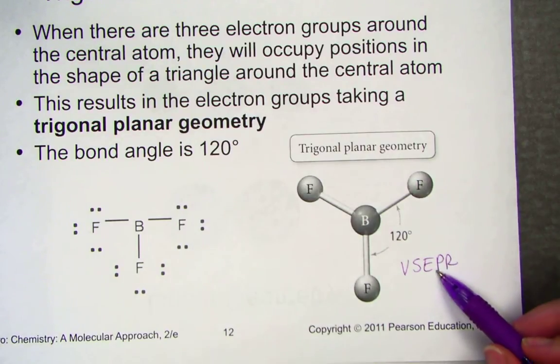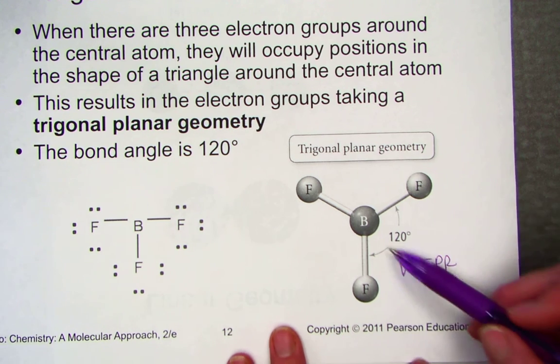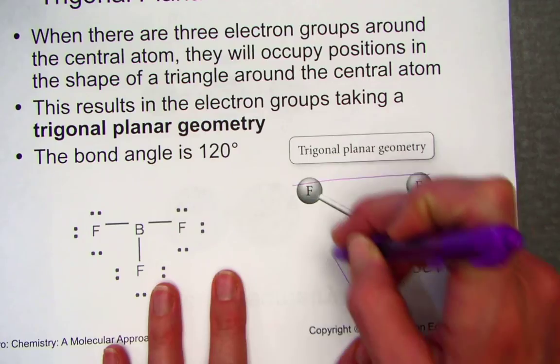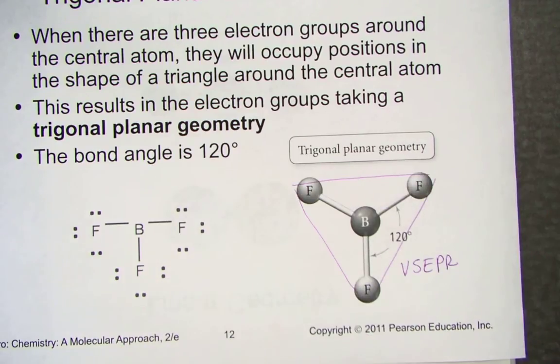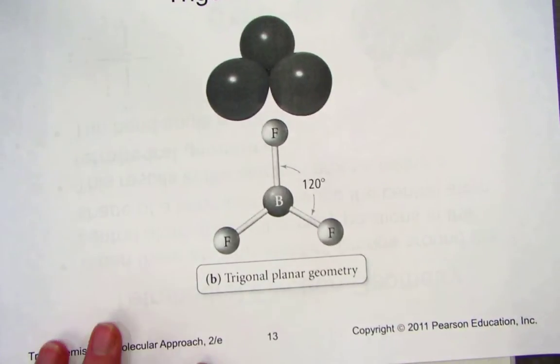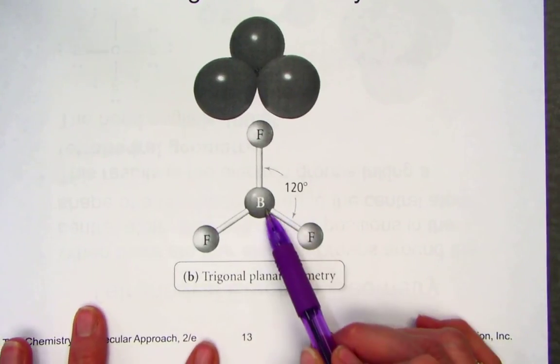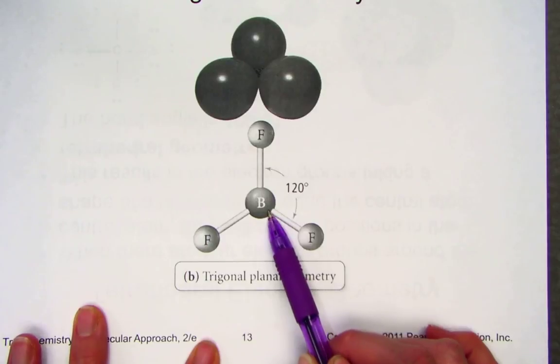Valence shell electron pair repulsion. I want to separate them out. And if there are three, we can see the shape of a triangle with 120 degrees as a bond angle being the largest possible. And that's what this picture is showing here, a close-up of the trigonal planar geometry. Central atom, this would be boron trifluoride.